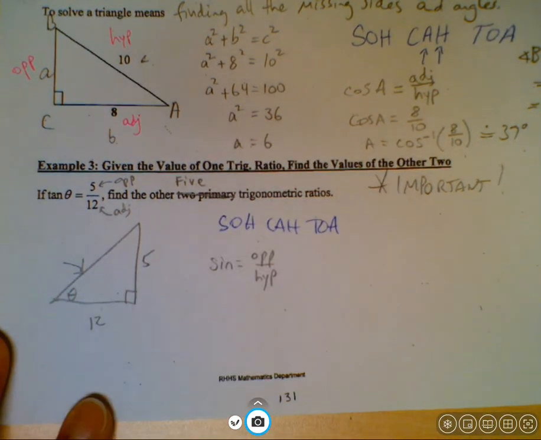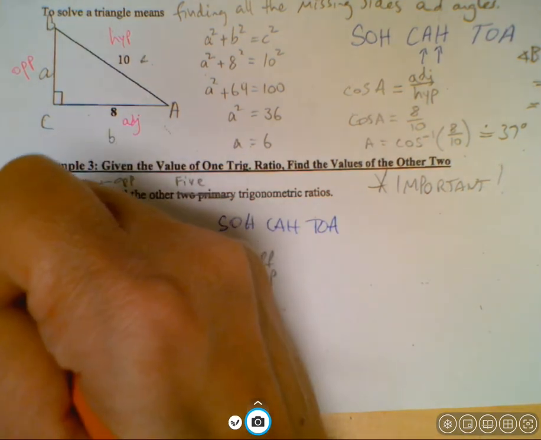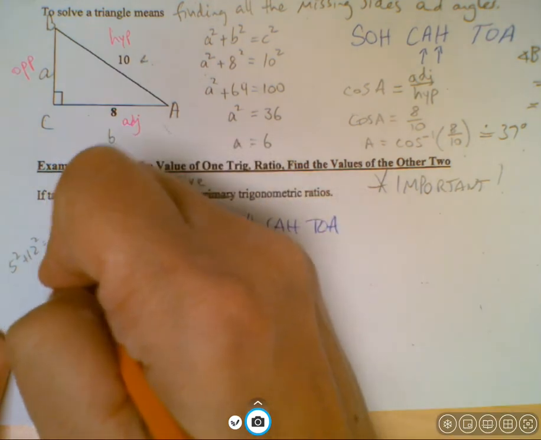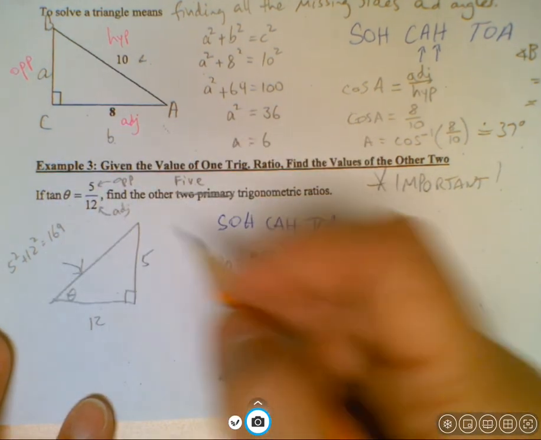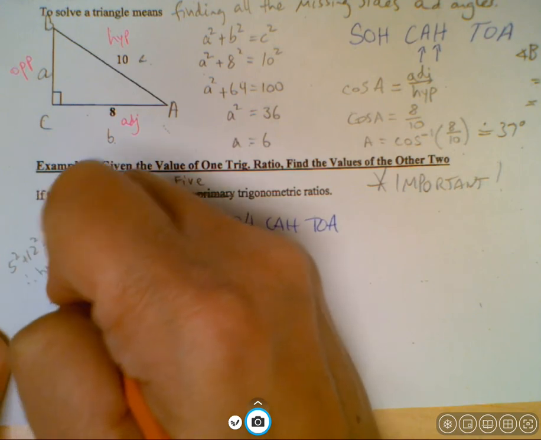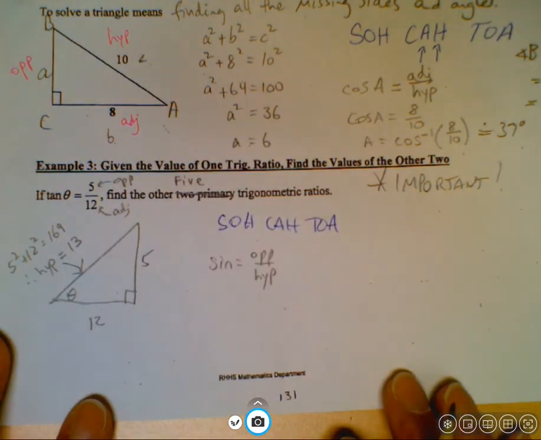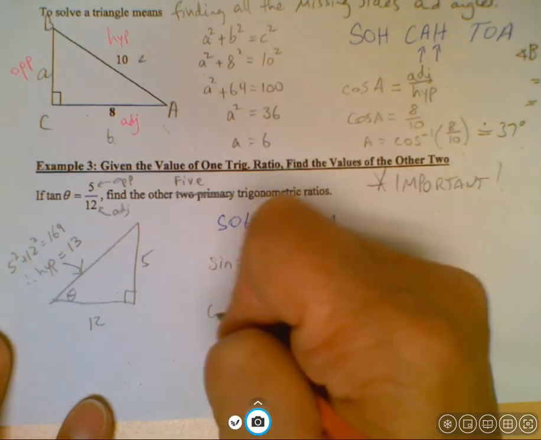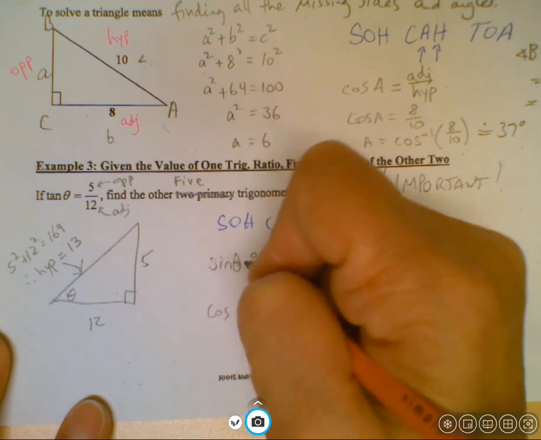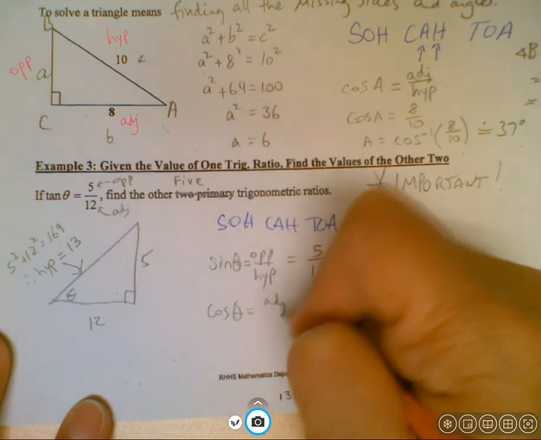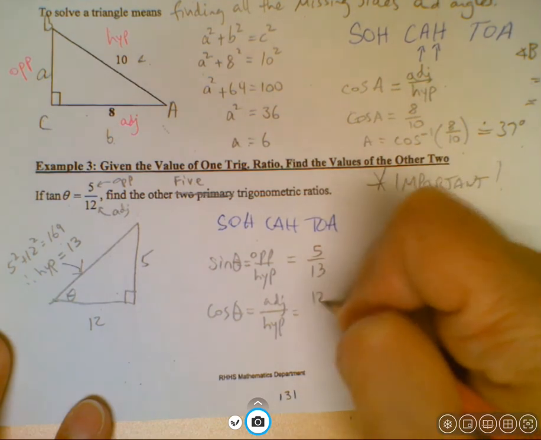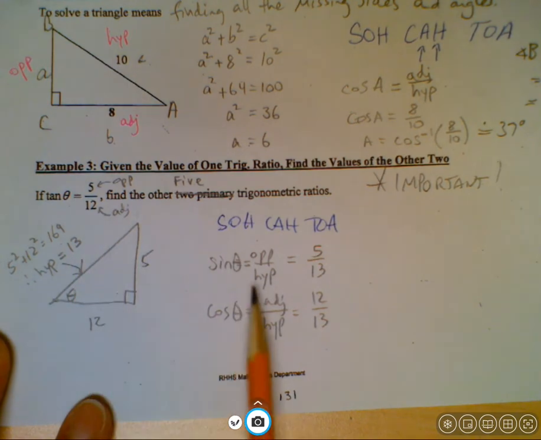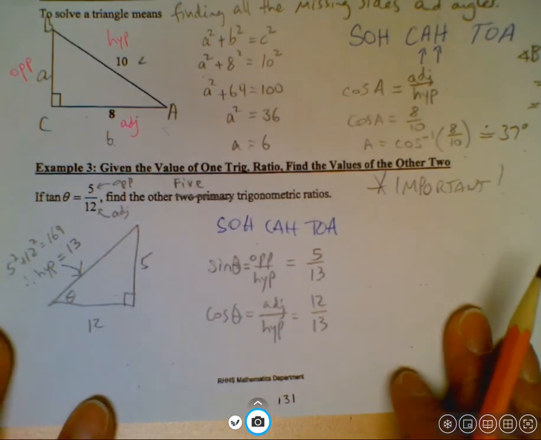So we find the hypotenuse. Okay, so 5 squared plus 12 squared, how much is that? It's 169. So to take the square root of that, you get 13. So the hypotenuse is 13. So sine of theta is going to be 5/13. Cosine of theta is adjacent over hypotenuse, which is 12/13. And now I have the other two. So I got my tan, my sine, and my cos. Let's find the other 3.